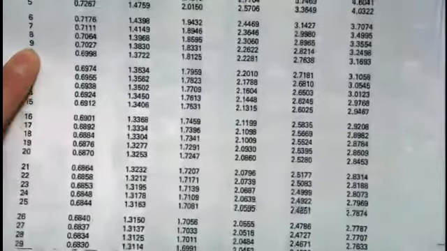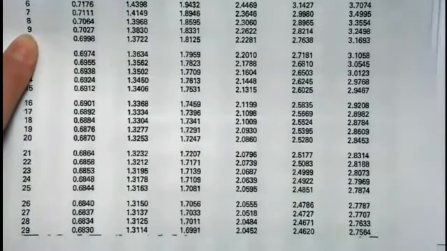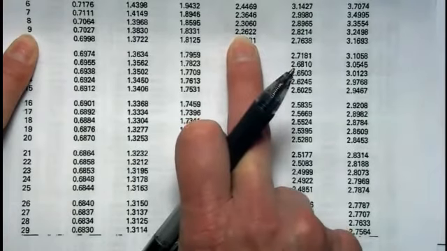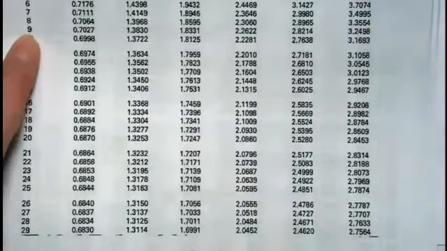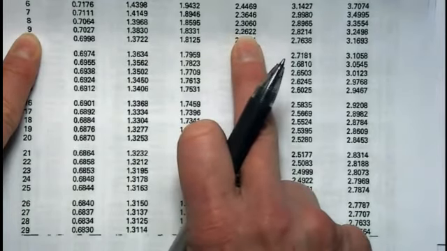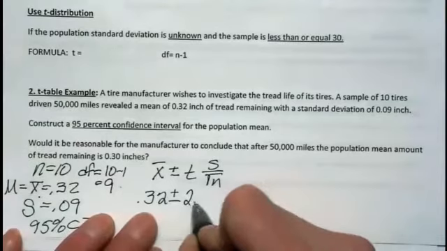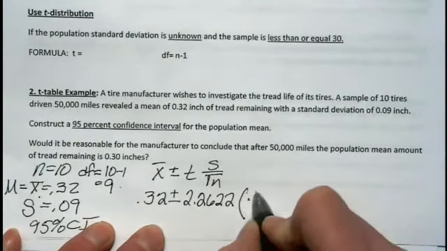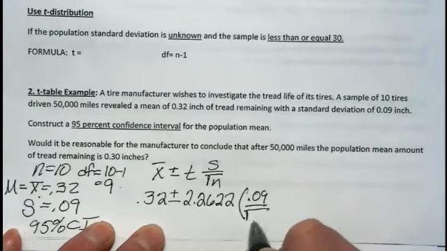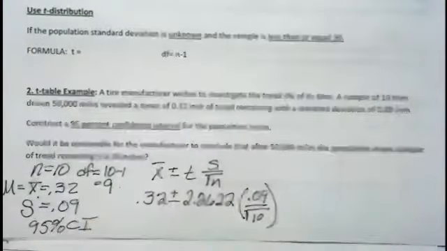We want to be 95% confident. We come up here: 2.2622. Again, degrees of freedom, 10 minus 1 is 9. 95% confident, come up here, 2.2622. So 2.2622 times the standard deviation of 0.09 over the square root of sample size, which is 10.